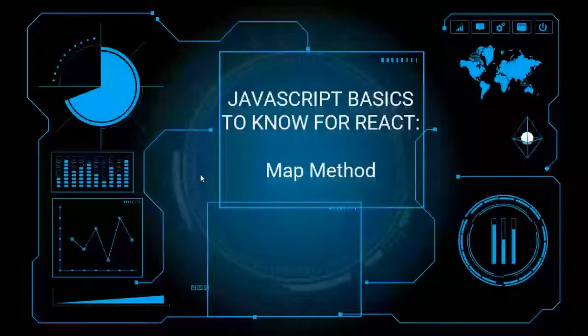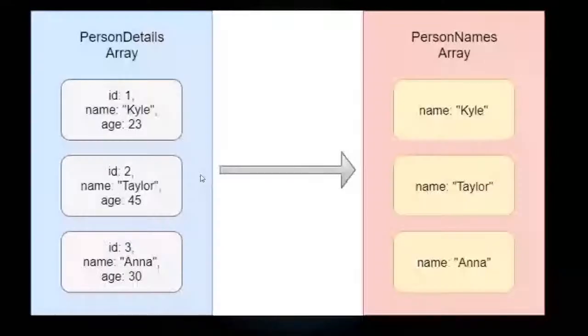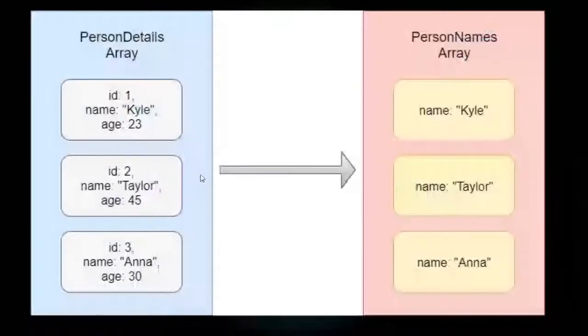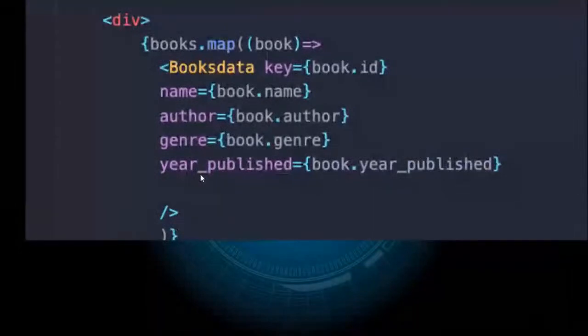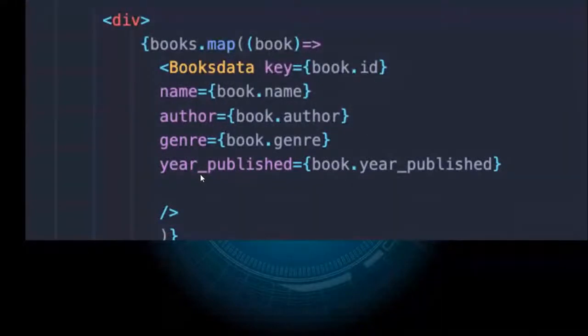Some of the most common problems in JavaScript or React, for that matter, will be solved with the map method. The map method allows us to iterate over multiple objects and get particular values off of those objects. So in this example, let's just say we have a list of books, and we want to show certain information about every book. So we want to show a name, author, genre, and the year the book was published.